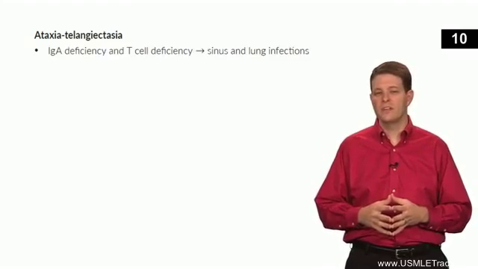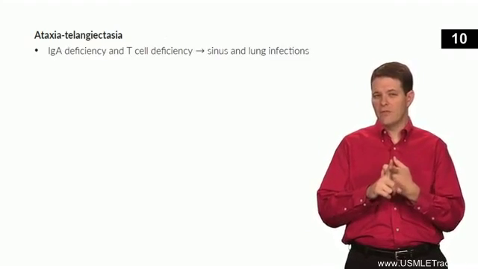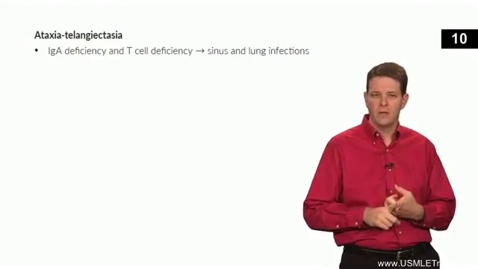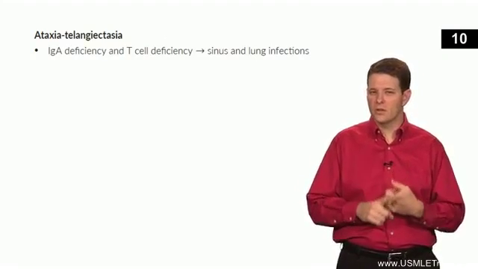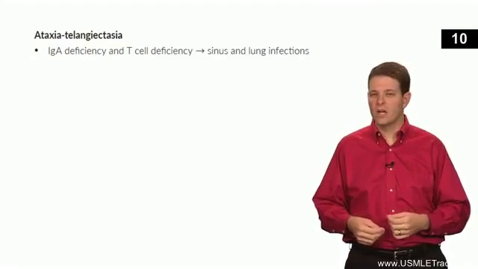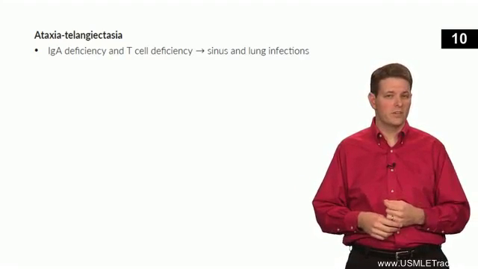Another combined B and T cell deficiency is ataxia telangiectasia, which is another one you need to be very familiar with. This one has several unique features. Ataxia telangiectasia is associated with deficiency of IgA, so you can remember A for ataxia and A for IgA. And then in addition to the IgA deficiency, there's also a problem with T cells and cellular immunity. And this leads to sinus and lung infections, just like with selective IgA deficiency.